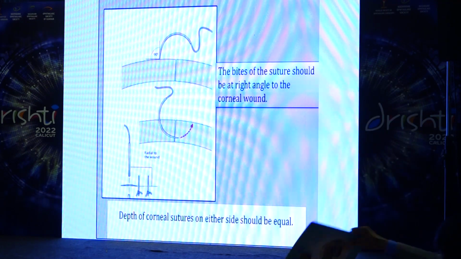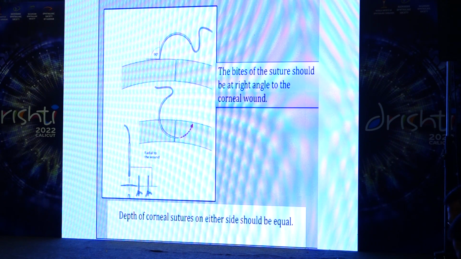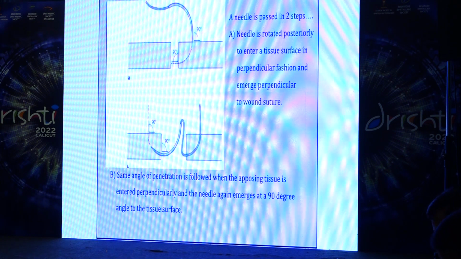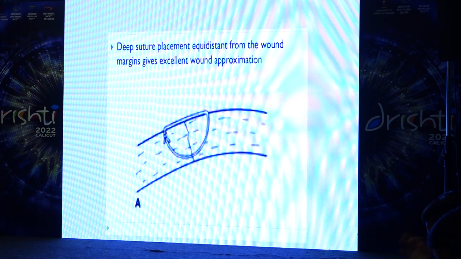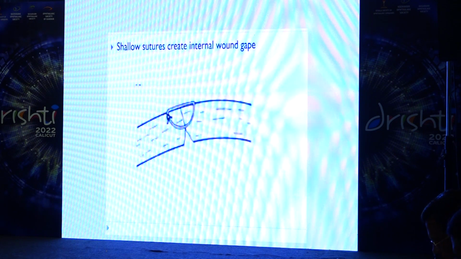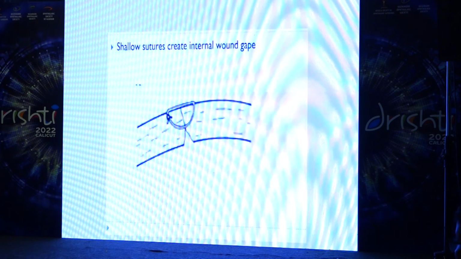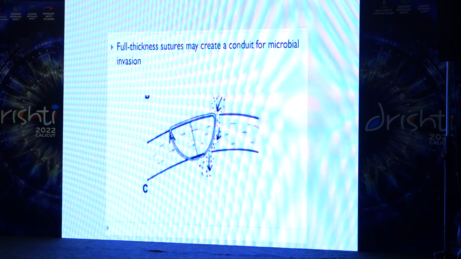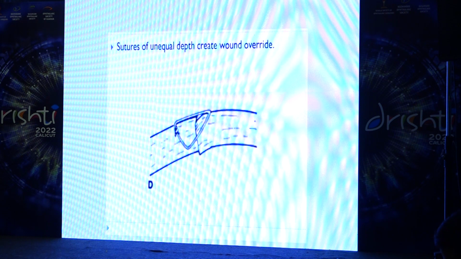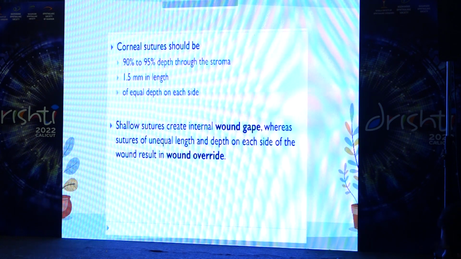And when you take the bite, take the bite at 90 degrees, and the depth should be at least 90 to 95% of the cornea, and it should enter through the other half also 90 degrees apart, and then come out, providing wound apposition without gape. If it is shallow, there will be internal wound gape, and if it is deep and passing through and through, there is a chance of microbial contamination. So all sutures should be 90 to 95% depth of the stroma, and should be 1 to 1.5 mm in length and of equal depth on each side.